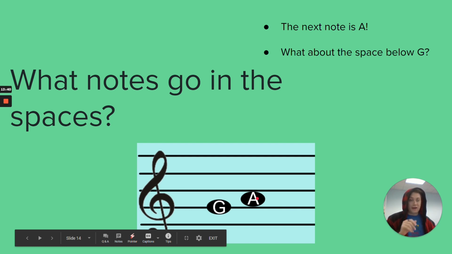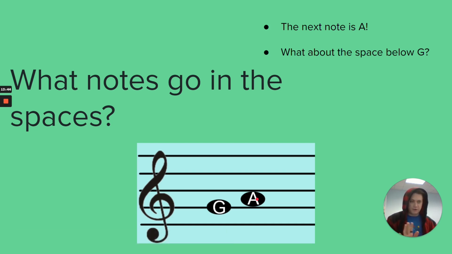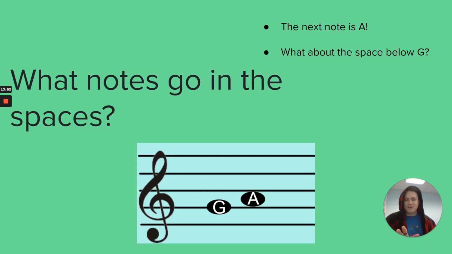Okay, that G is going to go away after this. The note below that is going to be the first space, and we're going to get rid of the G because, again, we're not talking about line notes, really. I'm just using the G to explain this to you. So what's below that G? I apologize. Here you go.